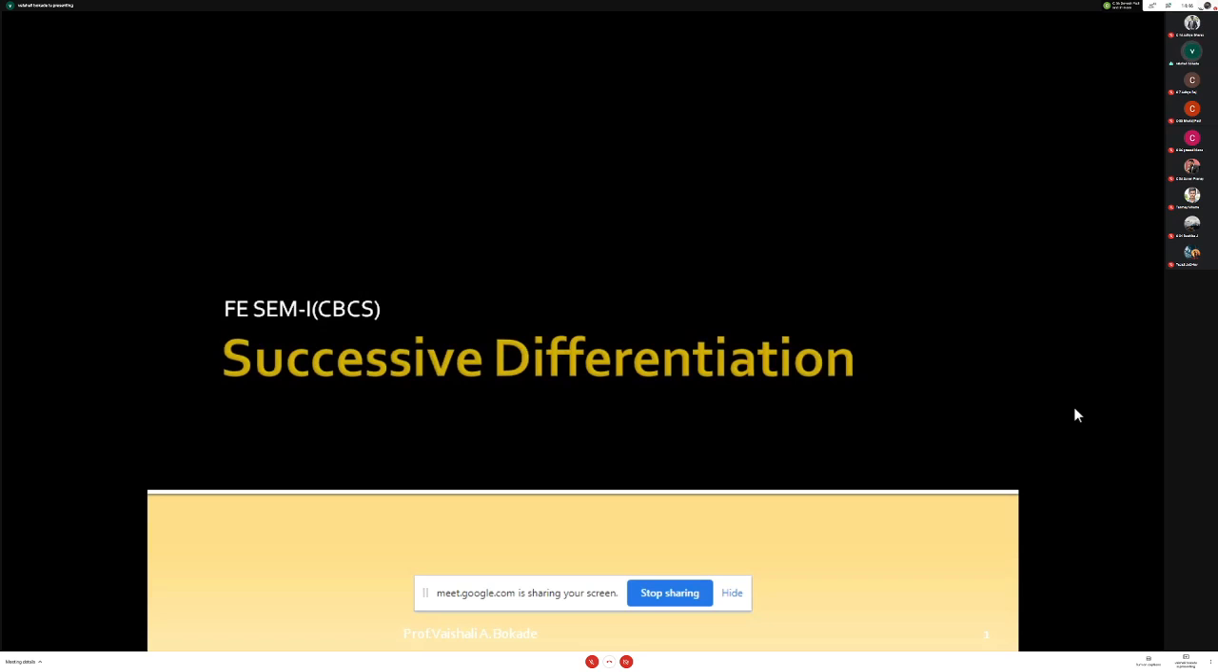Successive differentiation is one of the small topics here. Yes. So 6 to 8 marks questions will be asked on successive differentiation, or sometimes a short example of 5 marks may be asked in question number 1.